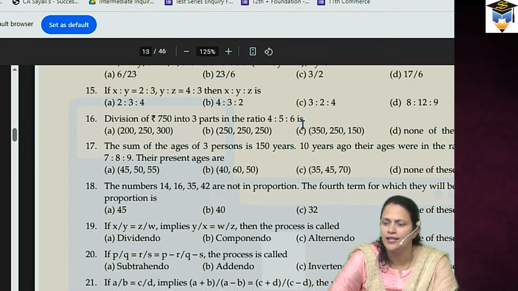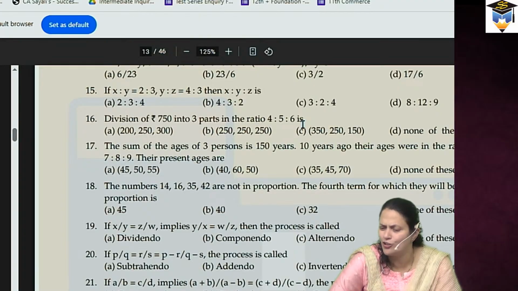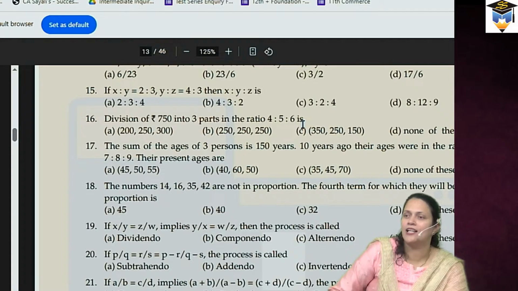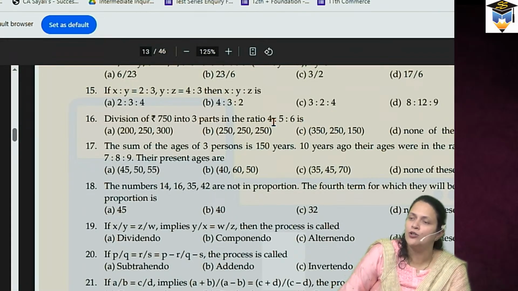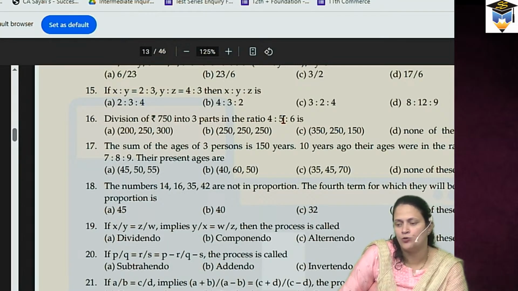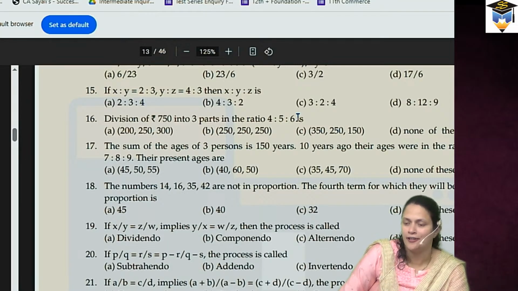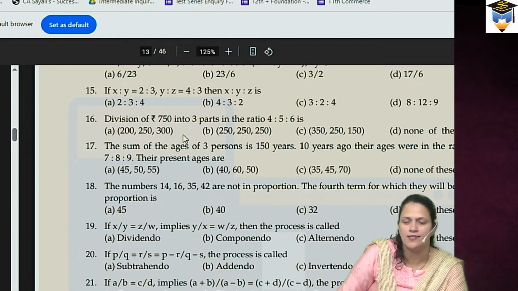Sorry, 5, isn't it? What is the value of x? 750 upon 15, so that is 50. That comes out to be 50. So 50 into 4 is 200, 50 into 5 is 250 and 50 into 6 is 300. Option A for the 16th one. It is very easy. Now let us move on to the 17th sum.